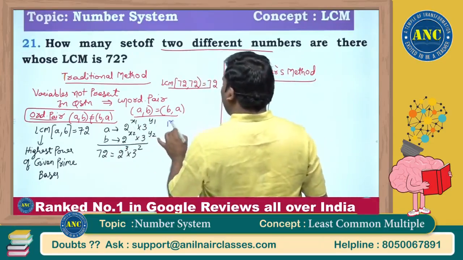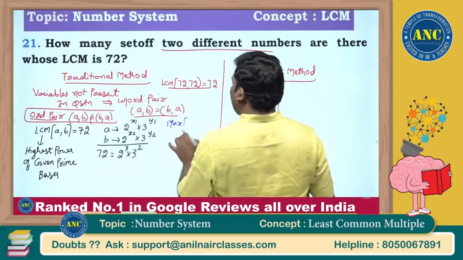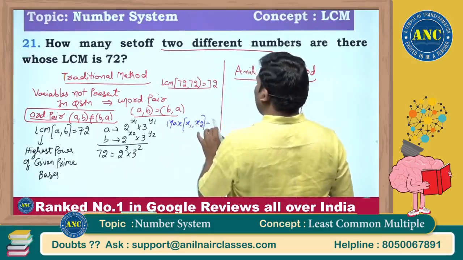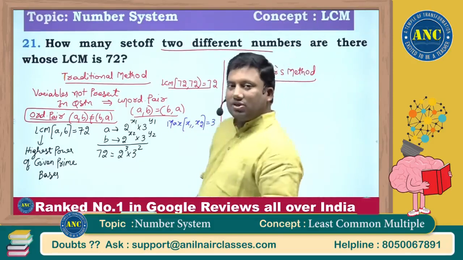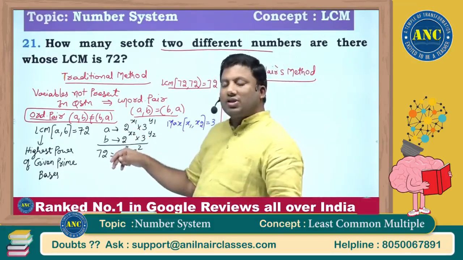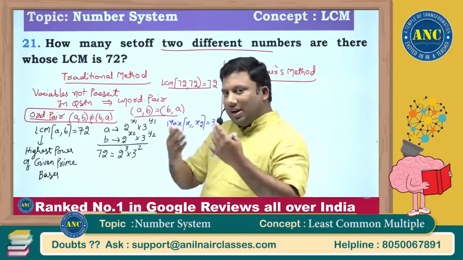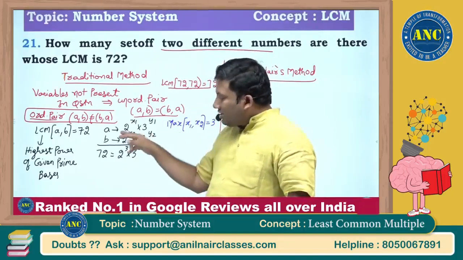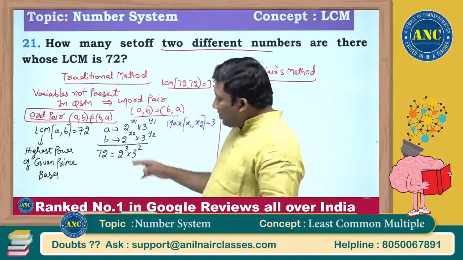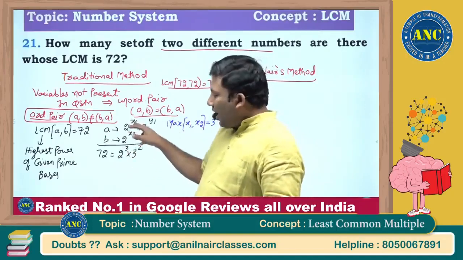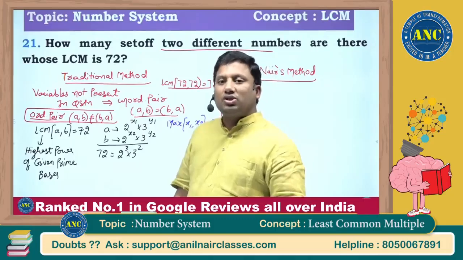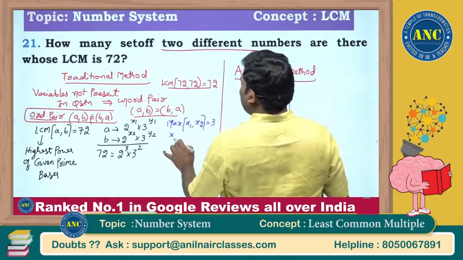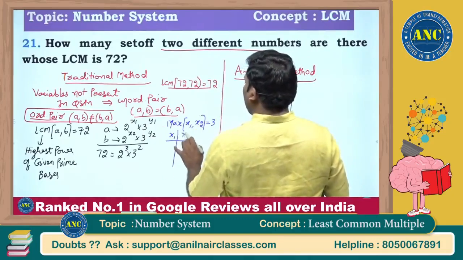What is the 3? It is the highest power of the given prime base. So the maximum of x1, x2 is 3. Am I right? x1 can take 3 while x2 can take 0, 1, 2, 3. Or x2 can take 3 while x1 can take 0, 1, 2, 3. LCM always takes the highest power of the prime bases. Either x1 should be 3, or x2 should be 3, or both can be 3. So the maximum of x1 and x2 has to be 3.